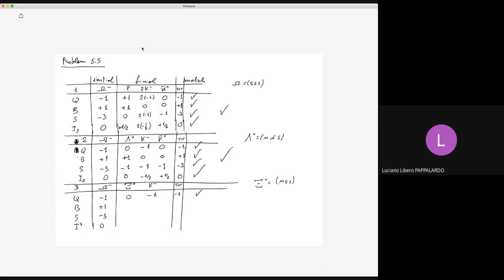Baryonic number, the Xi is indeed a baryon, so we have a +1. The K is a meson, so we have 0, so +1 and match. Strangeness. So we have two strange quarks here in the Xi, so this is -2, -1 from the K, so again -3, match. And finally, isospin. We have one up quark in the Xi, so it is +1/2. And then we have one U-bar quark in the K minus, so it is -1/2. So this is 0, and again, perfect match.